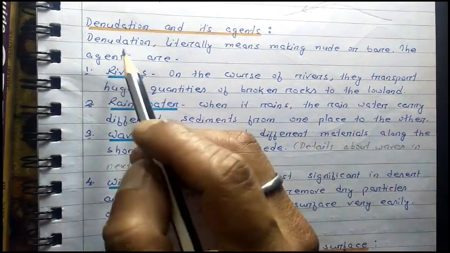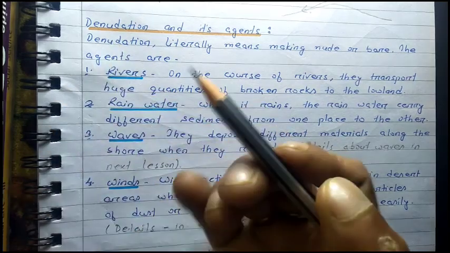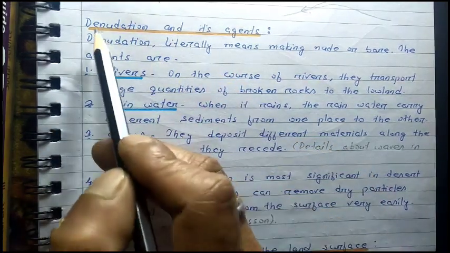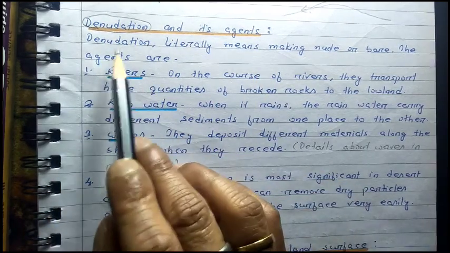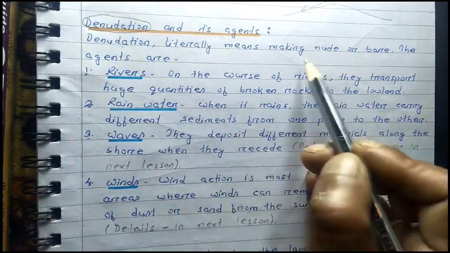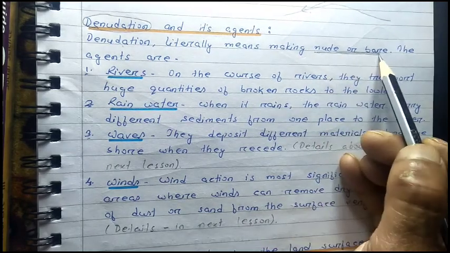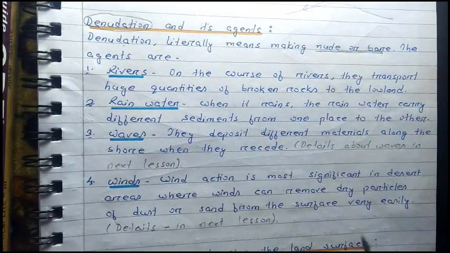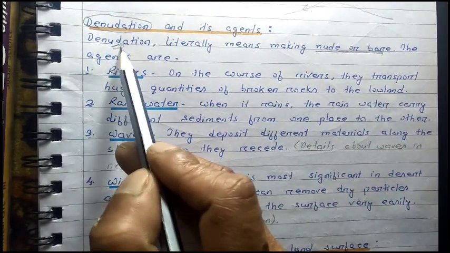Well, now we shall study about another agent or another process which also brings about changes on the earth's surface, that is denudation. What is the meaning of denudation? Denudation literally means making nude or bare. That means, when some portions of the earth's surface are removed, that is known as denudation.